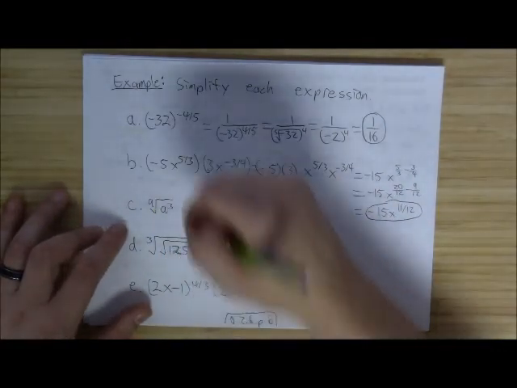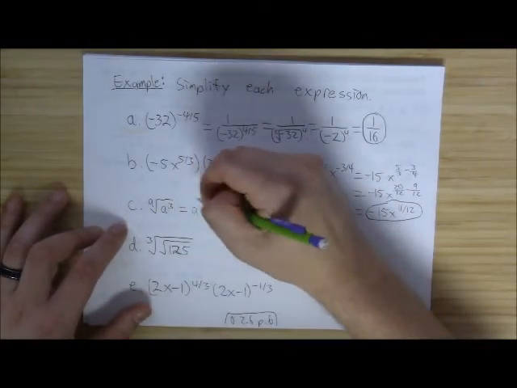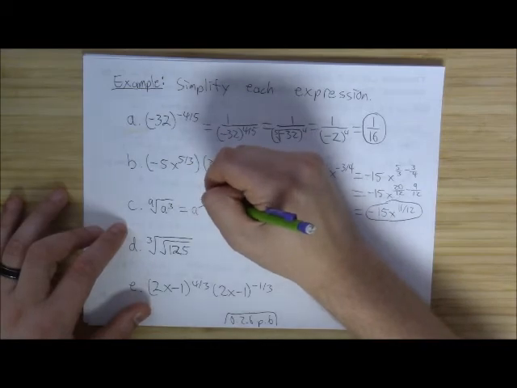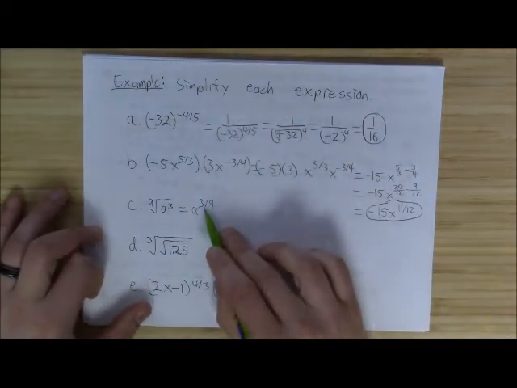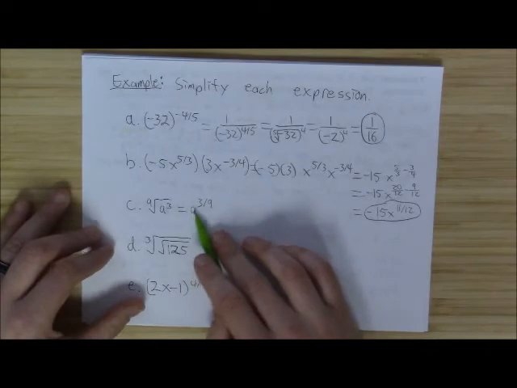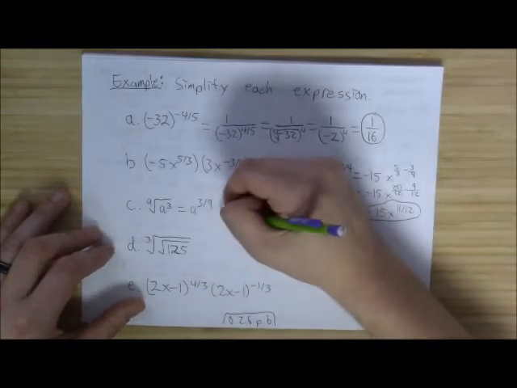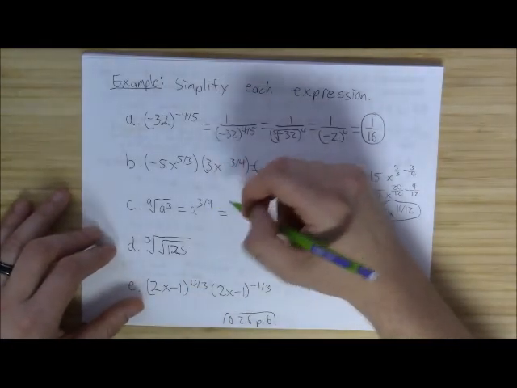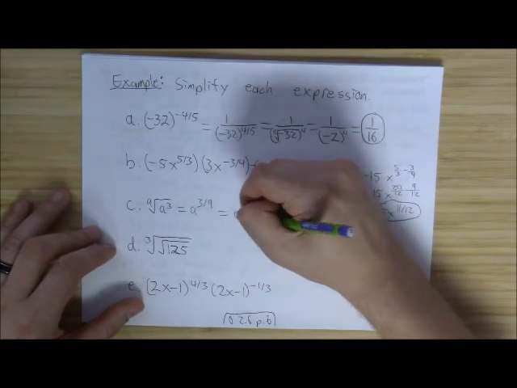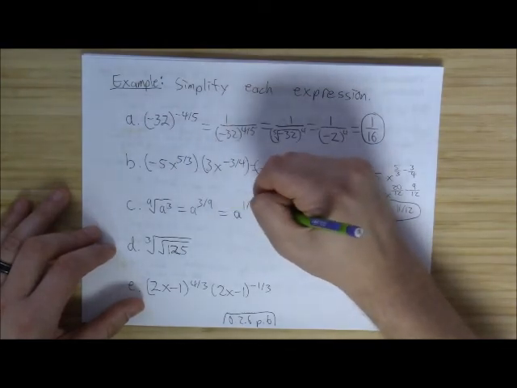Here, we can write this as a to the 3/9. And here it's preferable because we recognize that it's a to the 3/9, so we can reduce that fraction. We'll go ahead and reduce that. So reducing the exponent, we end up with 1/3.